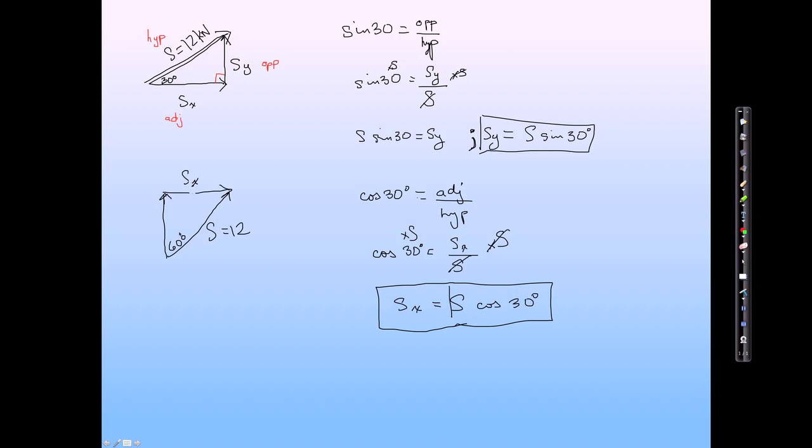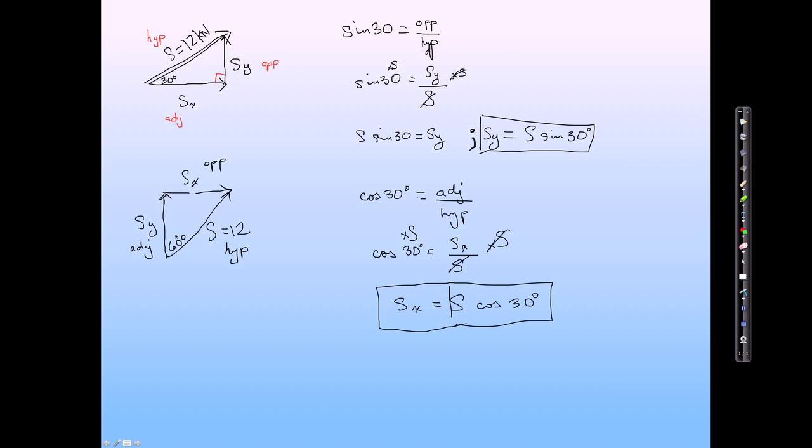Sx, and this is sy. And if you're using this triangle, sx is now the opposite side, and sy is the adjacent side, and this is still the hypotenuse.